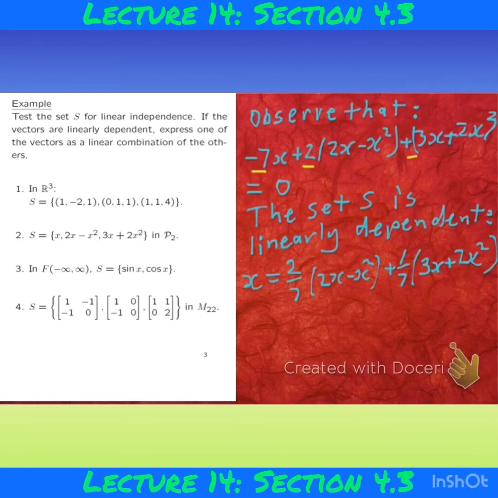Okay, so now let's look at the third one here. There they ask us to establish whether or not that set is linearly independent. So what is F of minus infinity, positive infinity again? It's all real valued functions defined for all x from negative infinity to positive infinity. So we are given two functions there, sine x and cos x. Now, is that set linearly dependent or linearly independent?